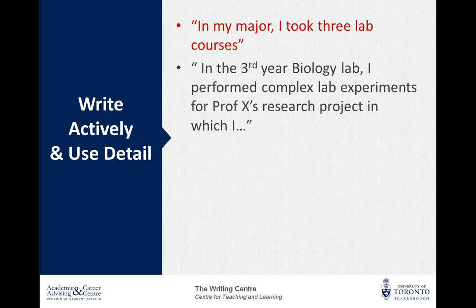Let's look at this example. In the 3rd year biology lab, I performed complex lab experiments for Professor X's research project. As you can see, this student is writing in more detail. Notice how the second sentence is getting into the details of what the student achieved and how it made an impact on someone's research project.